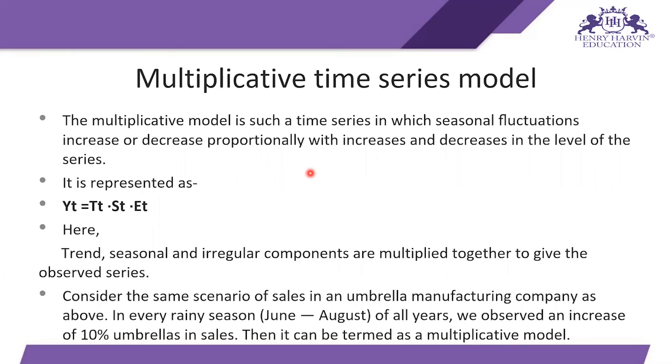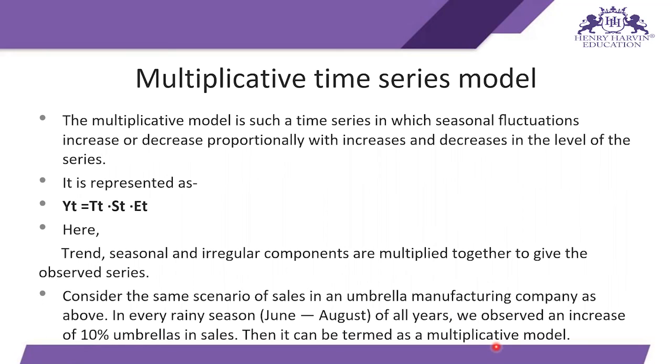The multiplicative model is a time series in which seasonal fluctuations increase or decrease in proportion with increases and decreases in the level of the series. It is represented as Yt equals Tt into St into Et. Here trend, seasonal, and irregular components are multiplied together to give the observed series. Consider the same scenario of sales in an umbrella manufacturing company as above. In every rainy season, June to August of all years, we observed an increase of 10% in umbrella sales. Then it can be termed a multiplicative model.